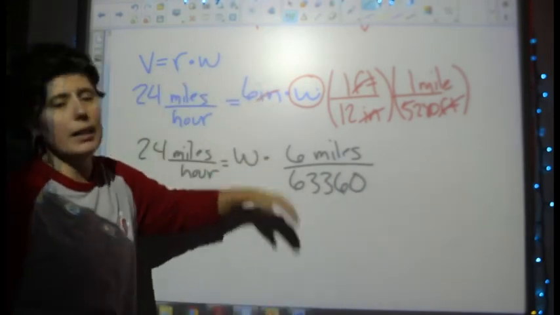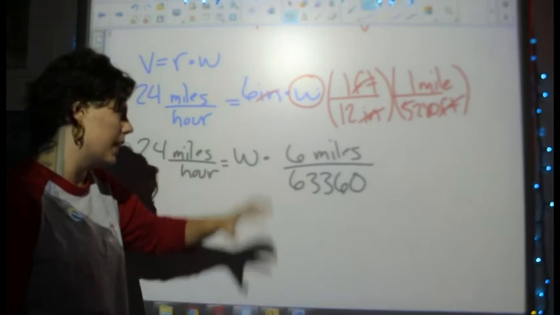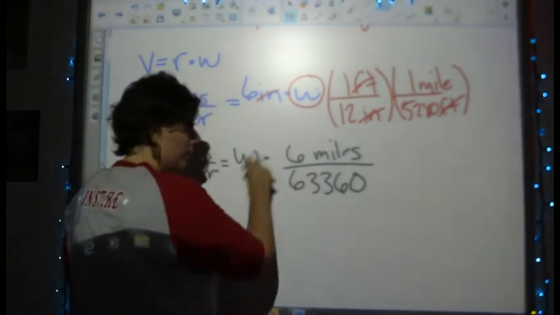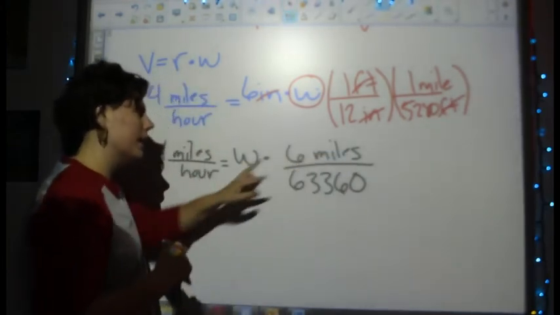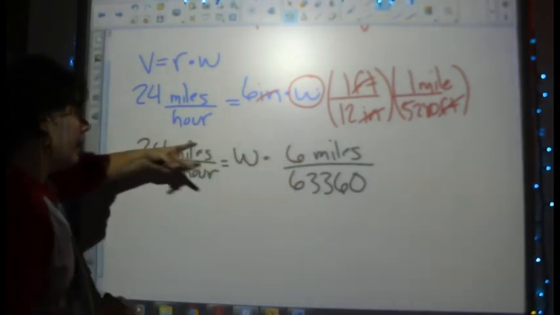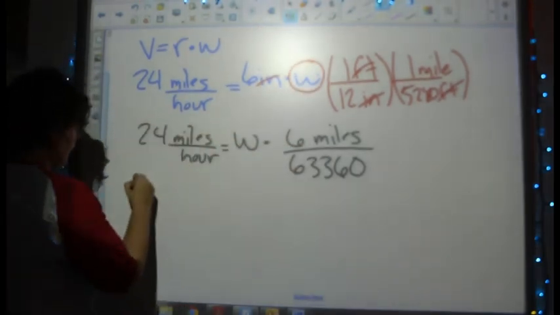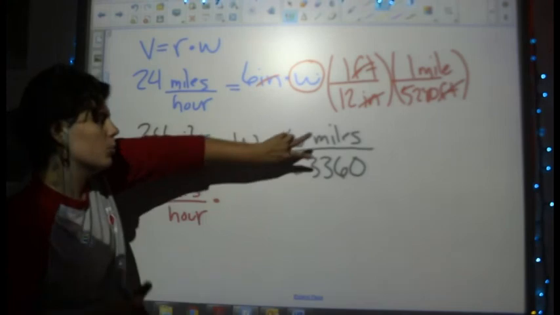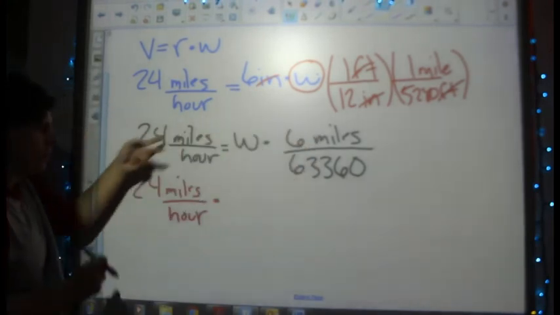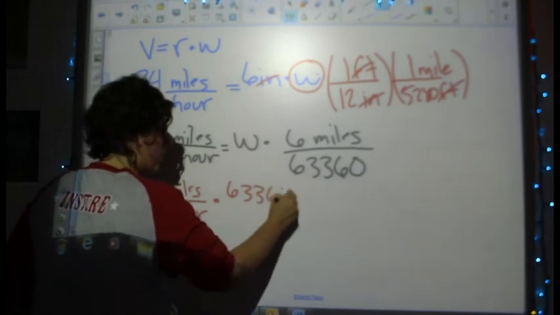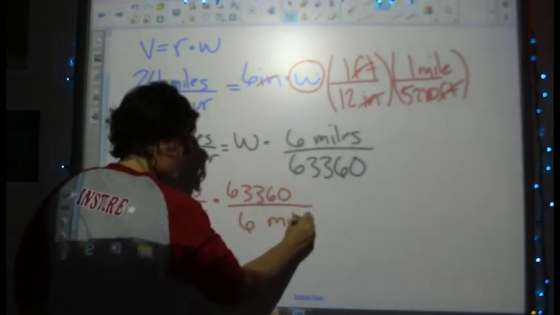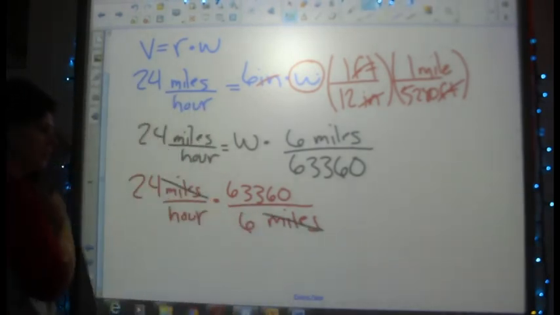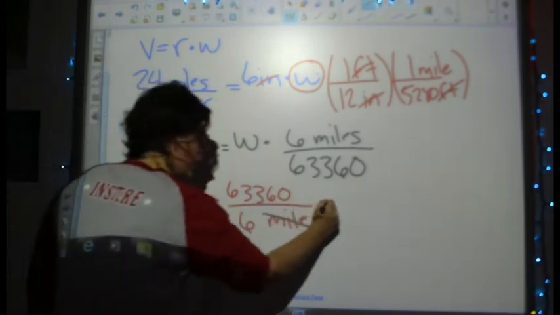Again, I'm not going to divide because it's going to make a terrible decimal, and I don't want to have to deal with that. Instead, I'm going to leave it right here as a fraction. And I know that I have to divide both sides by that fraction to get rid of it. When I divide by a fraction, I flip and multiply, which means I'm going to have 24 miles per hour times 63,360 divided by 6 miles. Notice the miles also went to the bottom, and the reason that happens is because the miles are going to cancel. They have to cancel. If they don't cancel, I'm doing something wrong. And this is going to be my W.